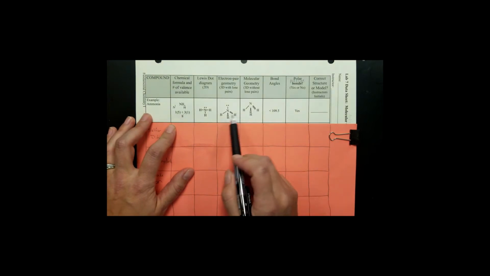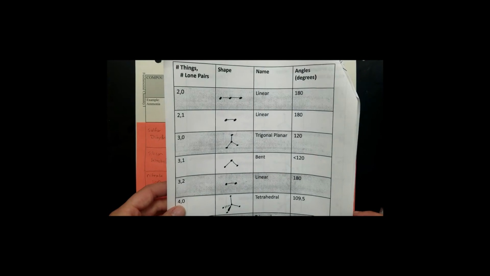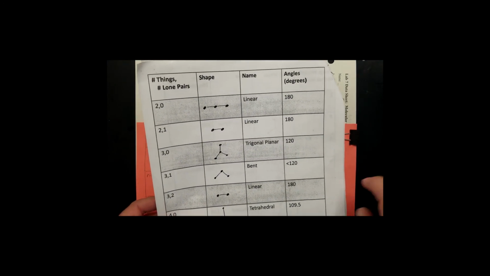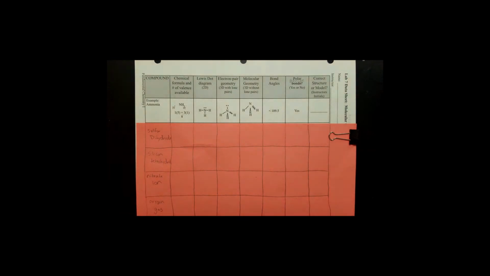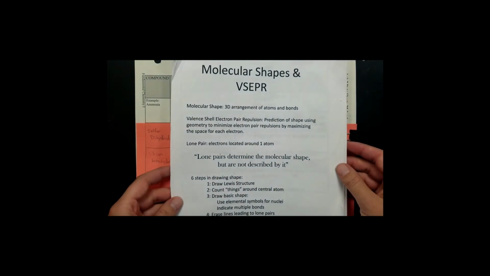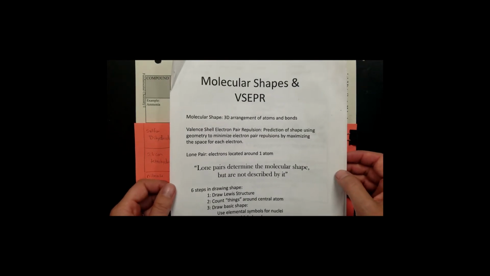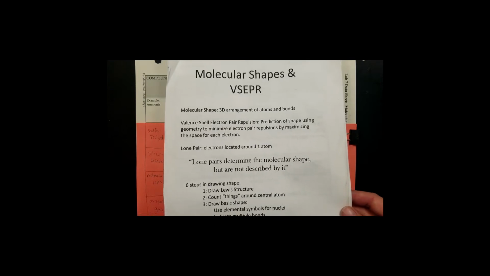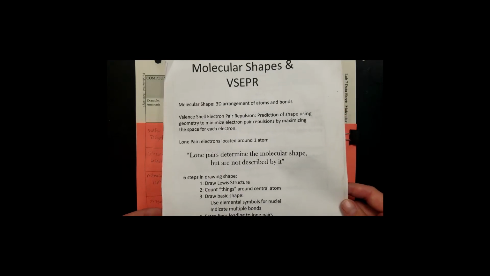To figure out the molecular geometry, you're using this handout here. And if you didn't get this handout, there's actually an appendix in the back of your lab manual that has this same handout. Okay, so you can find the molecular shapes and VSEPR handout in the back of your lab manual. So to figure out the molecular shape, you're going to do that based off of the Lewis structure. So you can see the 6 steps.